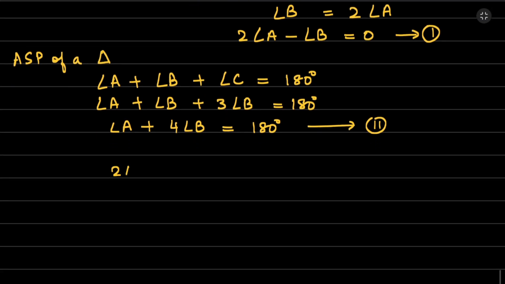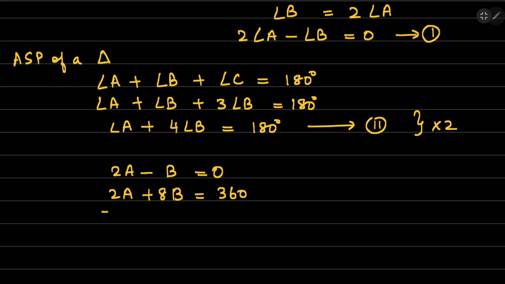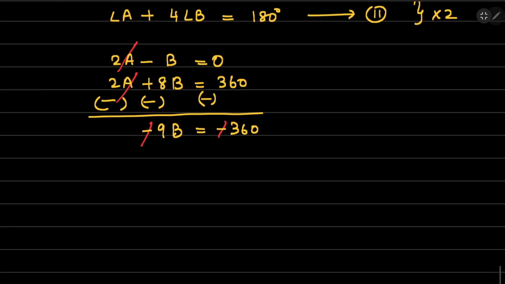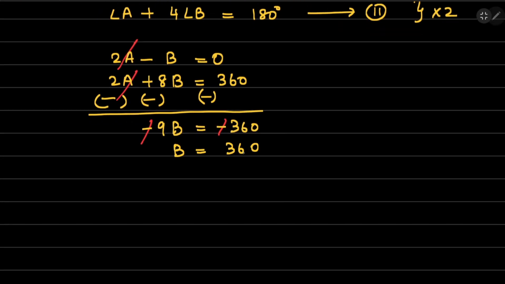Let's do it. You have 2A minus B equals 0. If you multiply equation 2 throughout by 2, what do you get? Twice angle A plus 8 times angle B equals 360. Change the sign when subtracting, as we are using the elimination method. 2A gets cancelled. What is minus B minus 8B? It is minus 9B equals minus 360. Negatives get cancelled. So what is B? Angle B equals 360 divided by 9. Again, 9 4s are 36. So B is nothing but 40 degrees.